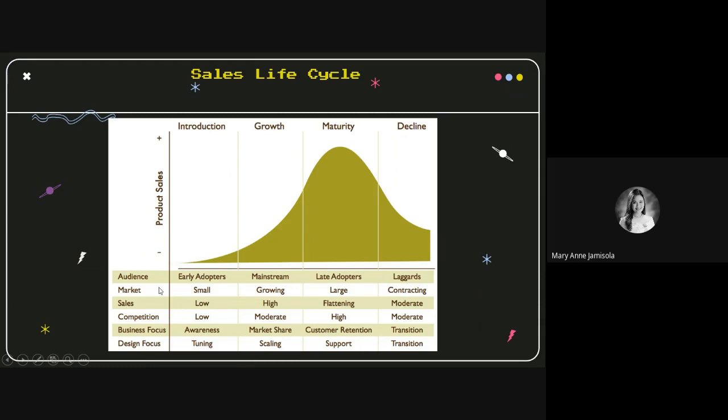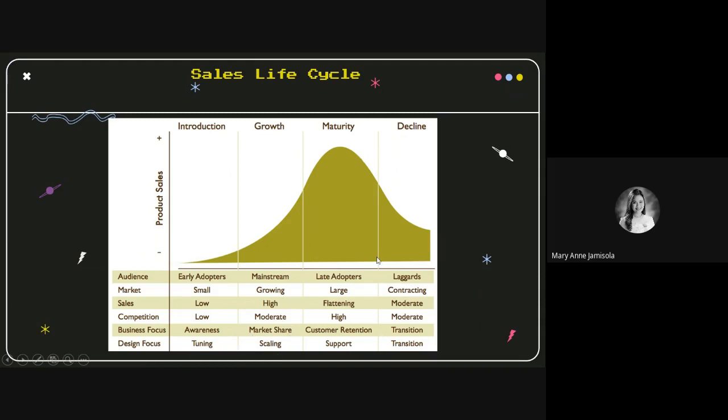For the growth stage, the market here is growing, so we can expect that our sales are high. The competition here is moderate. Our business focus, instead of awareness, because at this point the target market are already aware of the presence of our product, is to obtain a huge market share. The design focuses on the scaling of the product.